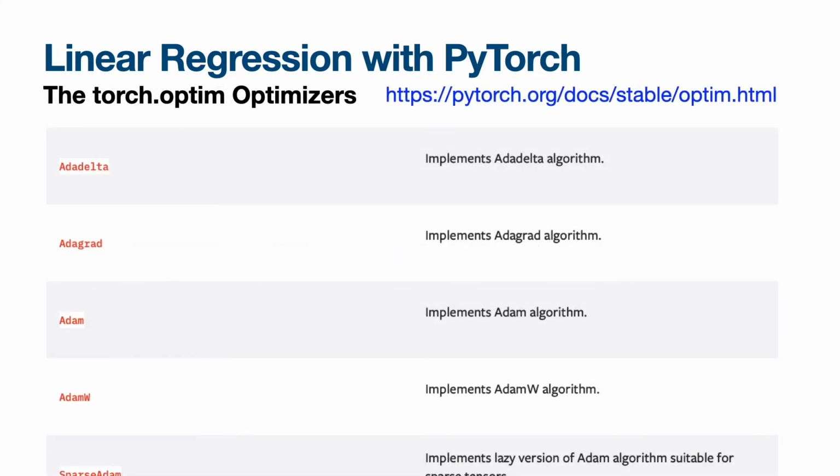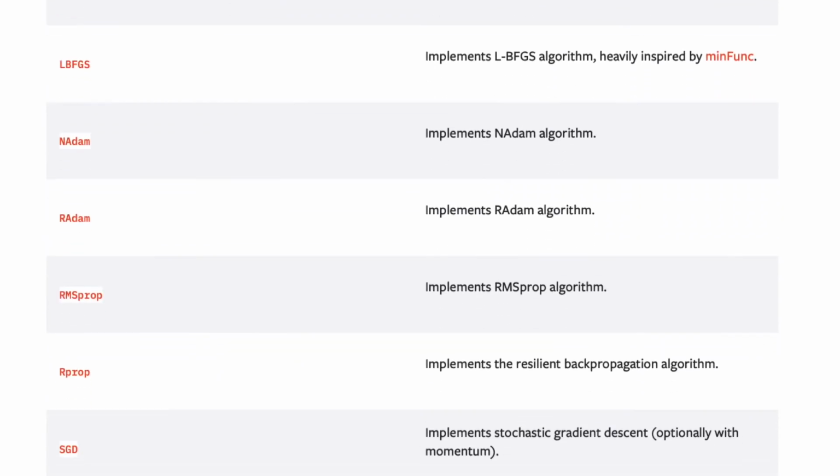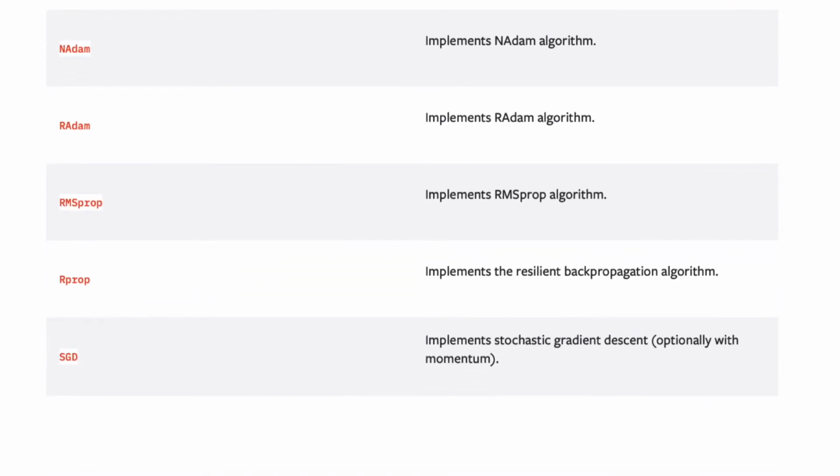To simplify the optimization process, PyTorch provides a variety of optimizers in the torch.optim namespace. Advanced optimizers like Adam can even adjust learning rates dynamically for each parameter. We'll use the simplest optimizer, SGD, which stands for Stochastic Gradient Descent. It uses a fixed learning rate that we specify to update parameters, as we've discussed previously.